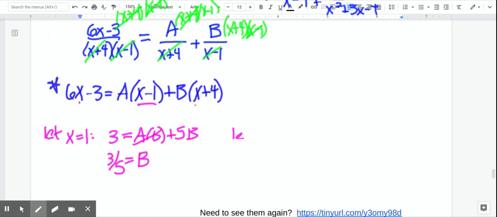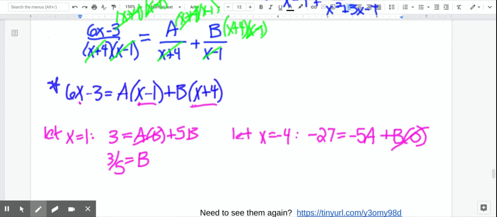And then I'm going to pick something else easy, probably negative 4. Again, I'm plugging that into all of these spots for x. I'm going to do some of that in my head. So gosh, negative 27. It's not a very nice number. When I plug in negative 4 there, I get negative 5A. And then I just get B times 0, which I don't need. So A is 27/5.